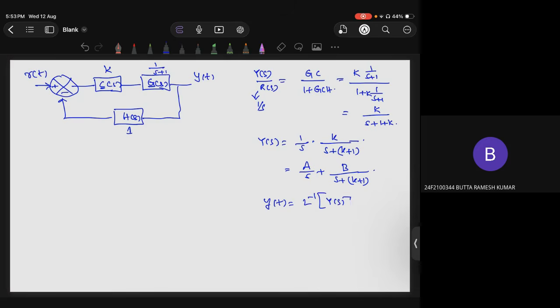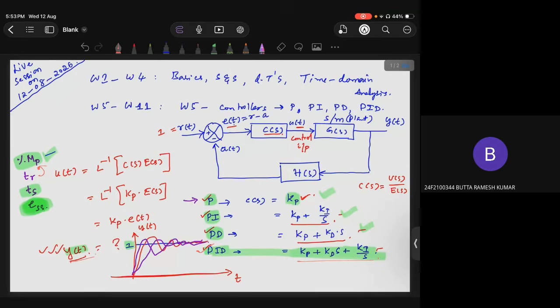It will be like A u of t plus B e power minus (K plus 1) t into u of t. Yeah, it is like this. So that means if you plot it, you'll get some waveform. Correct? So then you'll be checking these values.